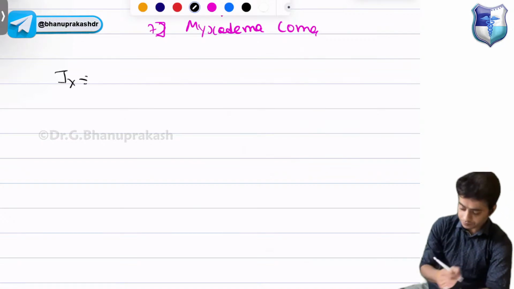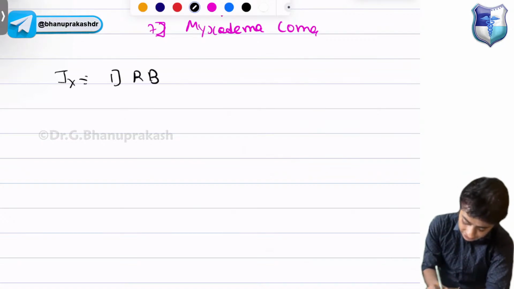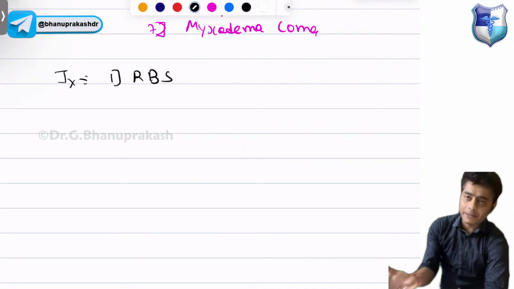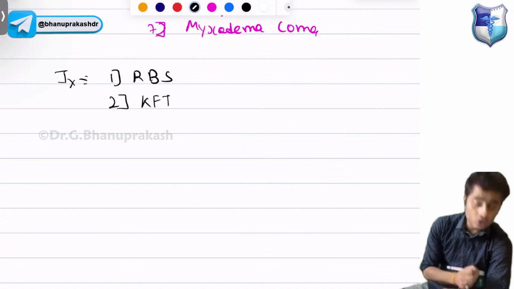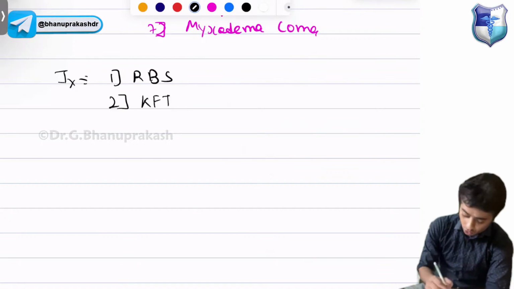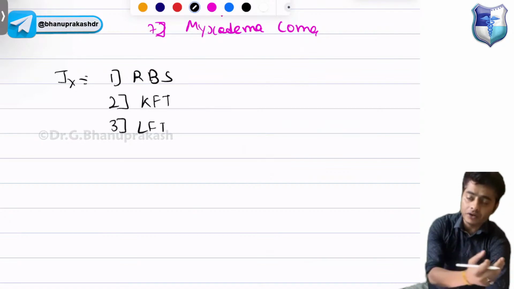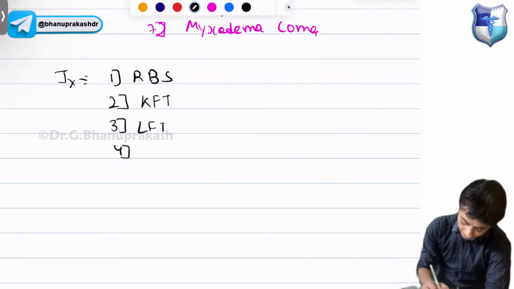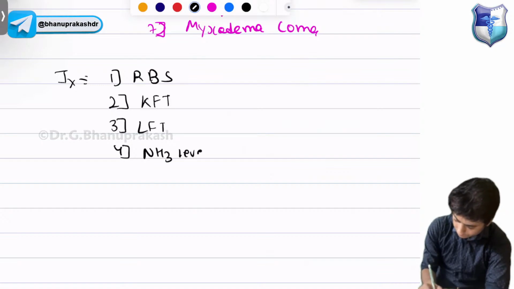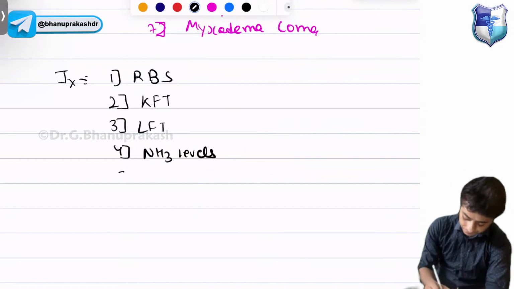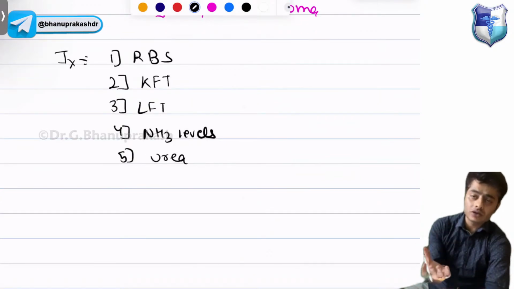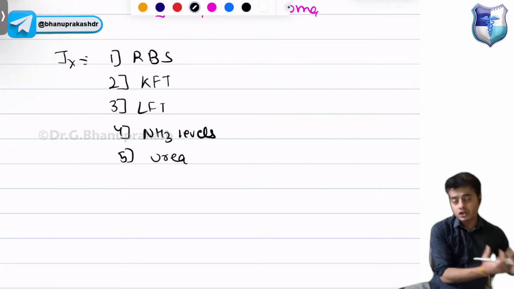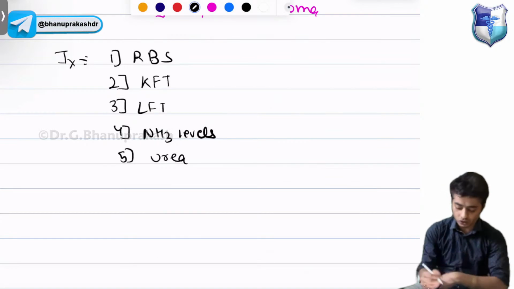So what investigations will you do? First, you will do RBS to know if the patient is in hypoglycemia or hyperglycemia. You will do KFT to know the status of AKI and CKD. You will do LFT to know the status of chronic liver disease or whether the patient is going into hepatic encephalopathy or not. You will do ammonia levels. You will check urea because a CKD patient can go into uremic encephalopathy. So you need a urea level also.